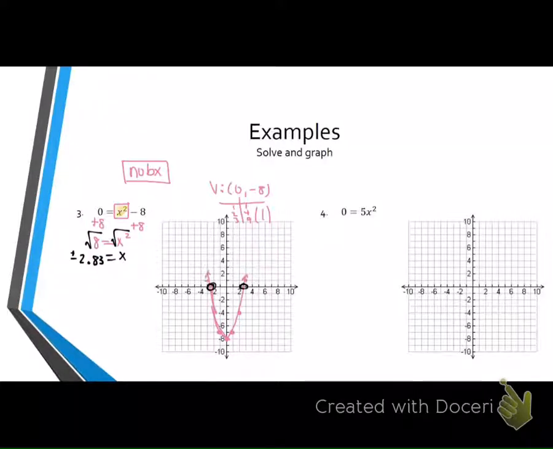Is anybody confused on how people got 2.83? Did anybody not get 2.83? It's okay if you don't know how to do it. You need to ask if you don't know, though.